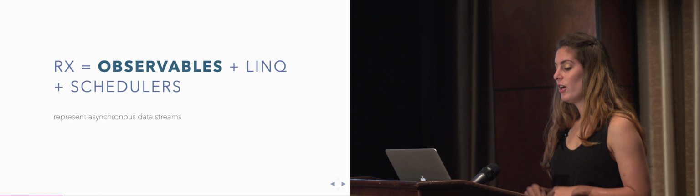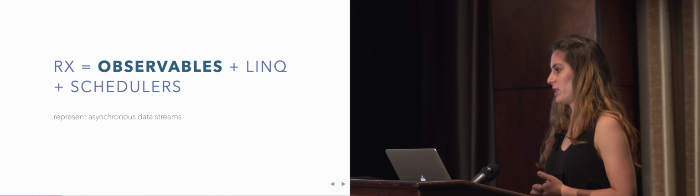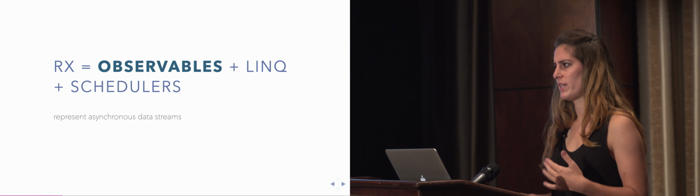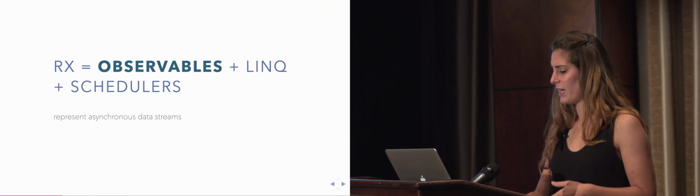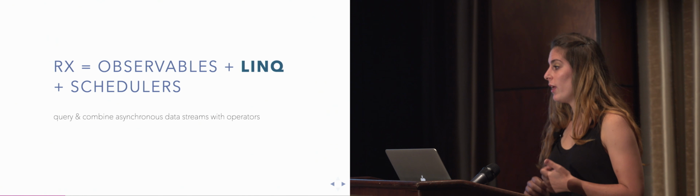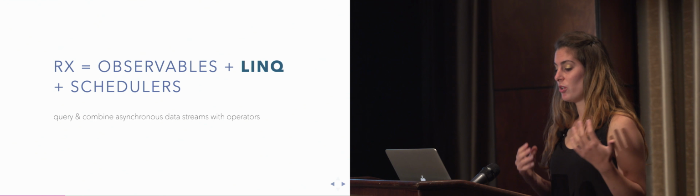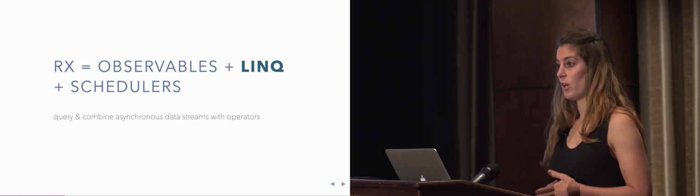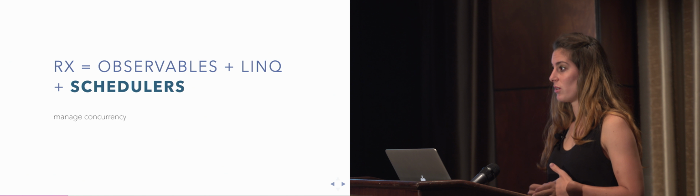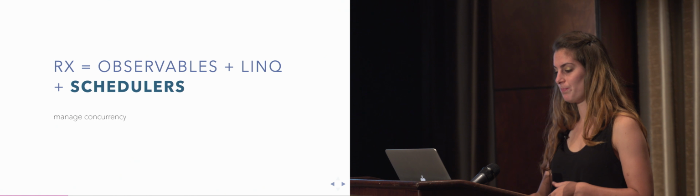To dive in there, observables represent asynchronous data streams. And this is usually a part that's hard for people to understand when they first come to Rx, so I'm going to really dive into that later. But for now, just assume that they're streams. Queries allow you to compose those streams with operators, and schedulers, unsurprisingly, allow you to manage concurrency within those streams.